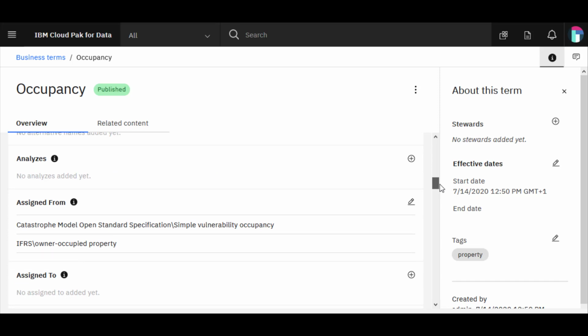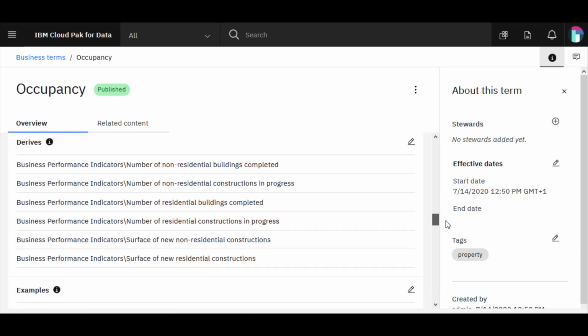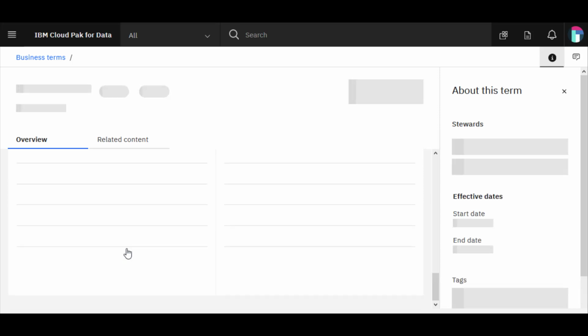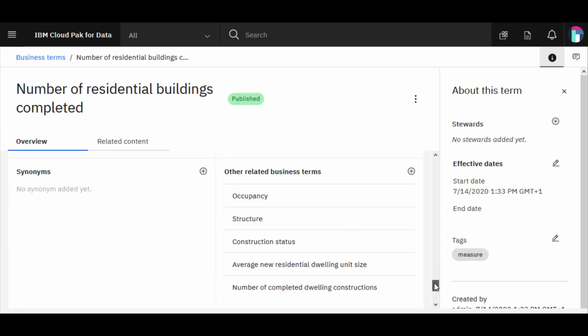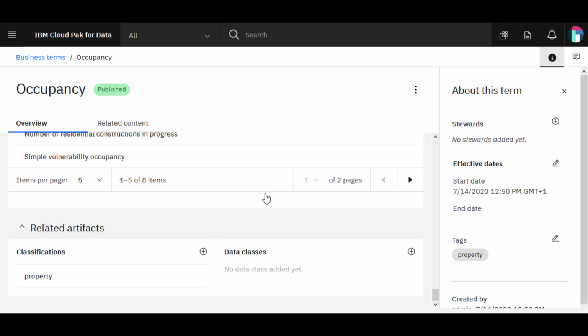Terms are mapped to industry alignment vocabularies, and here the occupancy term is the equivalent term in the business core vocabulary for the regulation or standard term. You can also see the measures that are derived from business terms like occupancy. The relationship from measures to business terms helps show what governed data is needed to derive the measure.